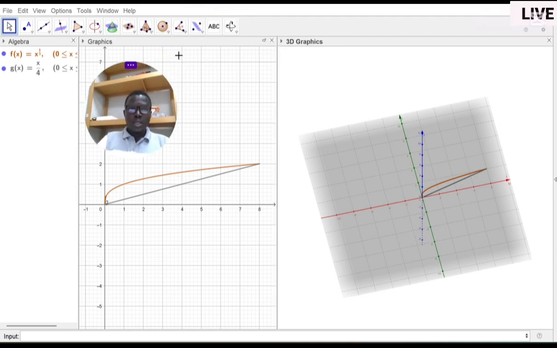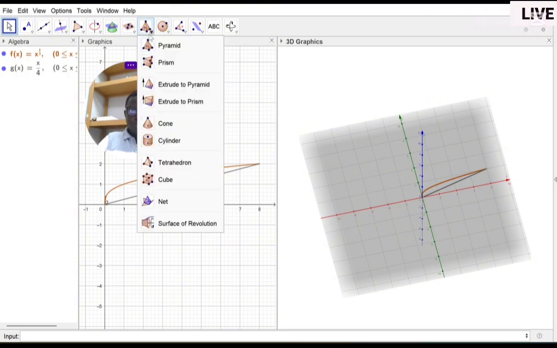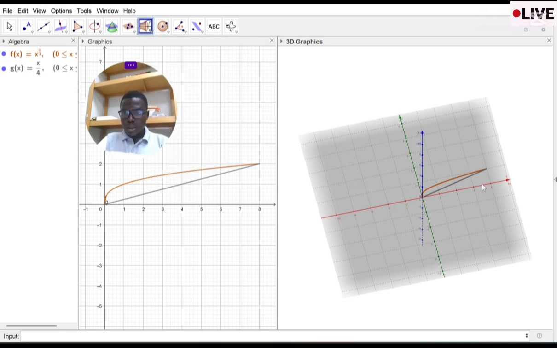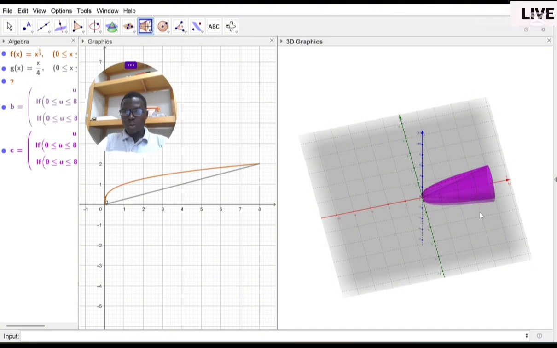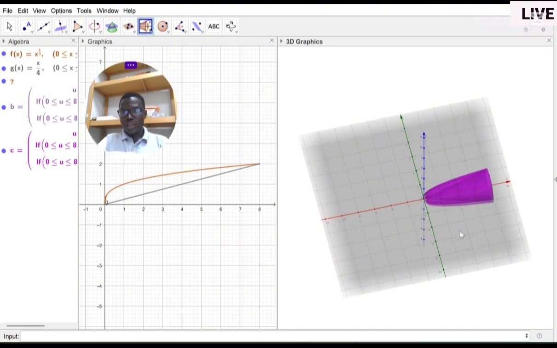So what you can do is, because it's already in 3D, if it's not in 3D, you go to this point. Have you seen this point? And you go to surface of revolution, right? So when you go to surface of revolution, you click on the axis of rotation. When you're done with the axis of rotation, then you click on each curve one after the other. So I can click here and it will revolve along the x-axis, and I can also click here and it will revolve along the y-axis. So in that case, you have been able to revolve this function.